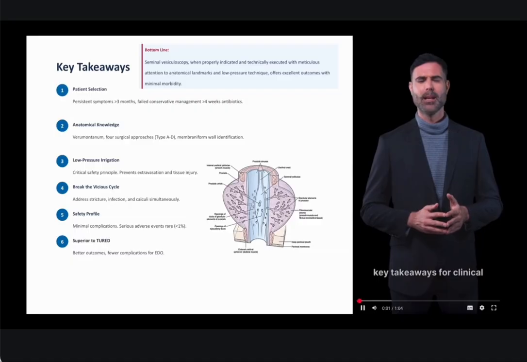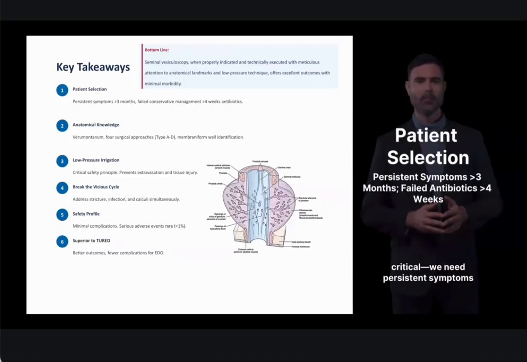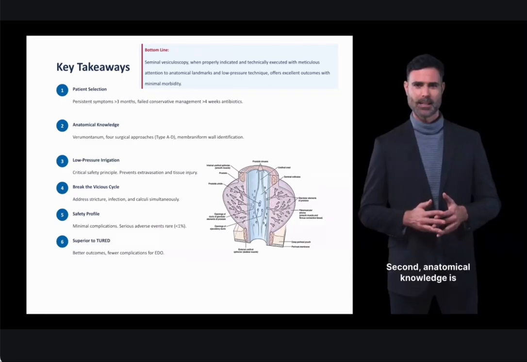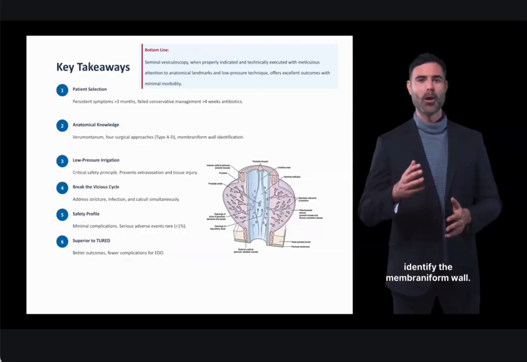Let me summarize 6 key takeaways for clinical practice. First, patient selection is critical. We need persistent symptoms lasting more than 3 months with failed conservative management of at least 4 weeks of antibiotics. Second, anatomical knowledge is essential. You must understand the verumontanum, the 4 surgical approaches, and how to identify the membraniform wall.